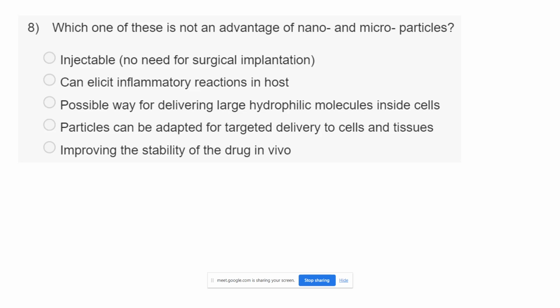Okay, so those who said that it can elicit inflammatory reaction in host, this is basically not an advantage. This is a disadvantage of nano and microparticles. Injectable, well, most of the nano and microparticles are injectable. That is one major advantage of particles. So there is no need for surgical implantation. Possible way of delivering large hydrophilic molecules. Particles can be adapted for targeted delivery to cells and tissues, improving the stability of the drug in vivo. These are also advantages of the nano and microparticles.